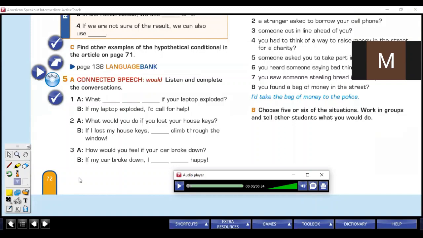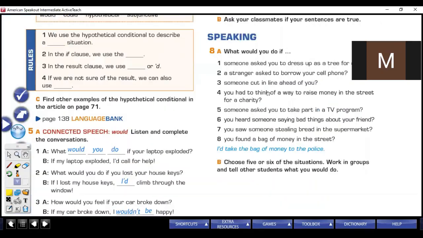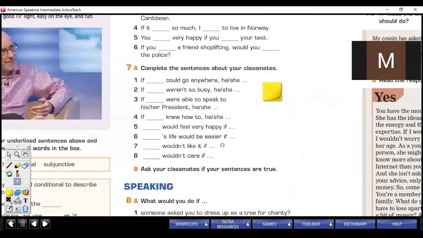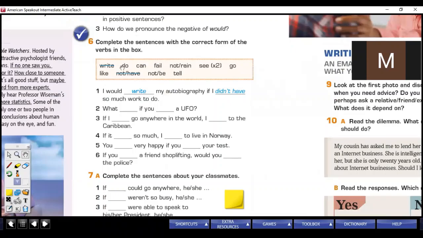How would you feel if your car broke down? If my car broke down, I wouldn't be happy. All right, great. I wouldn't be happy. That's great. That's excellent. So these are the answers. Take a look. What would you do? I'd, right, with the contraction, and wouldn't be. So all of you guys, we're fine. We're good. Now let's keep on moving.